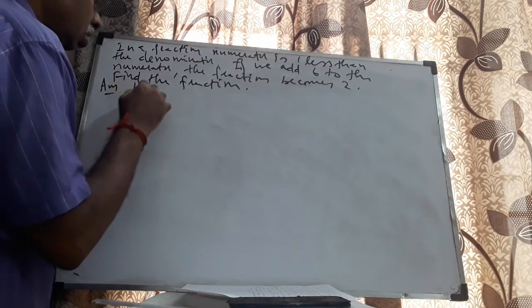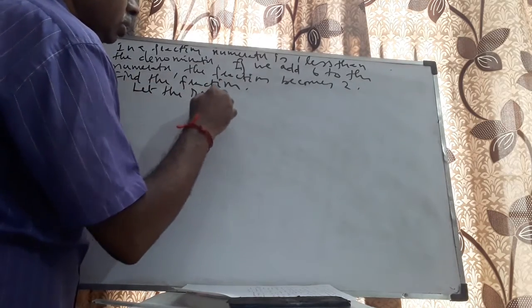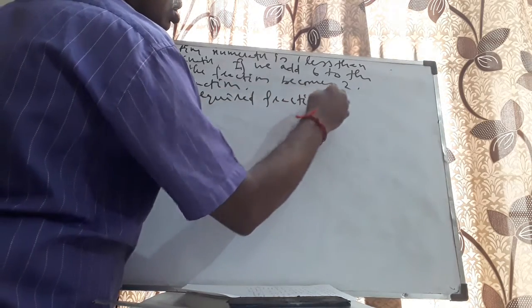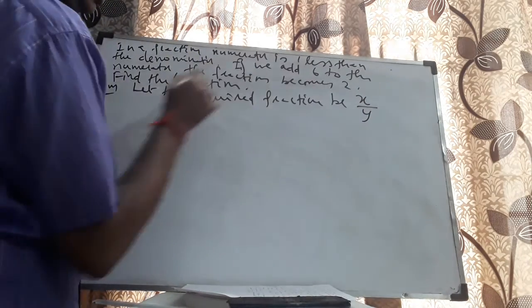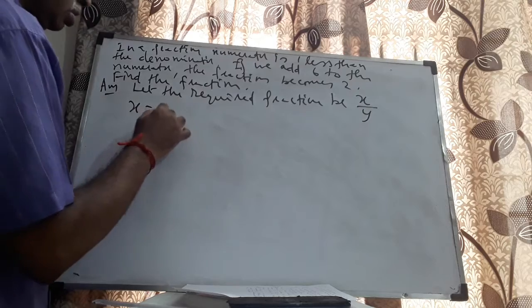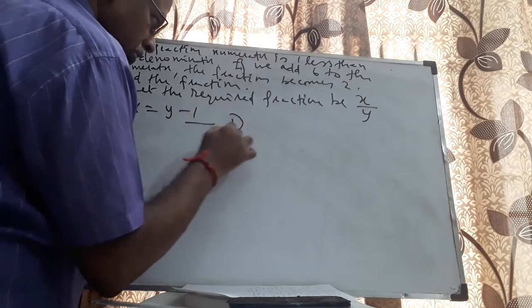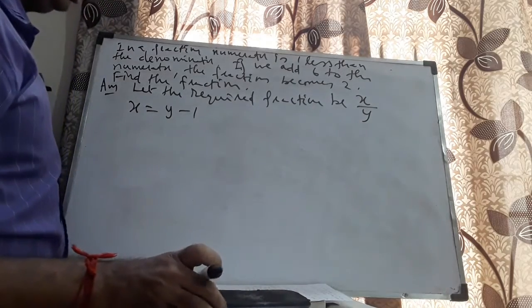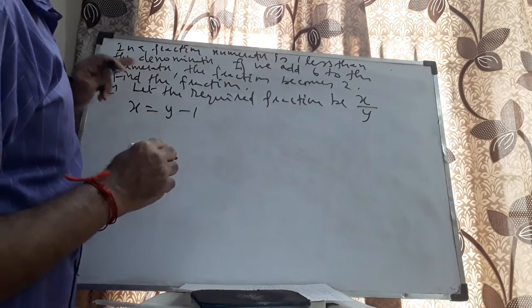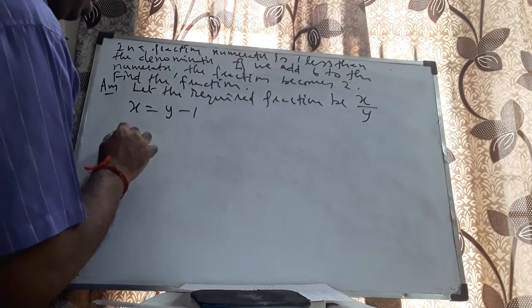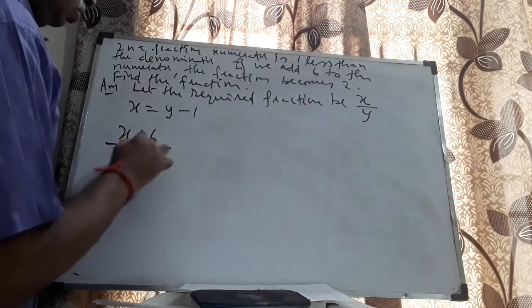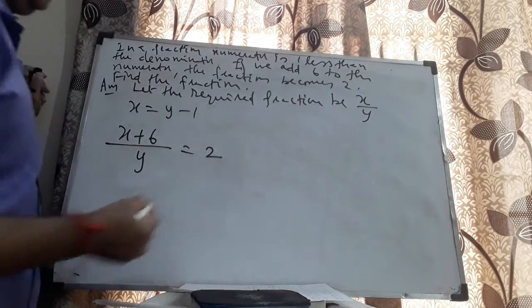Answer. Let the required fraction be x by y. Now the numerator is 1 less than the denominator, so x is equal to y minus 1. This is equation 1. And if we add 6 to the numerator, x plus 6 by y becomes 2.